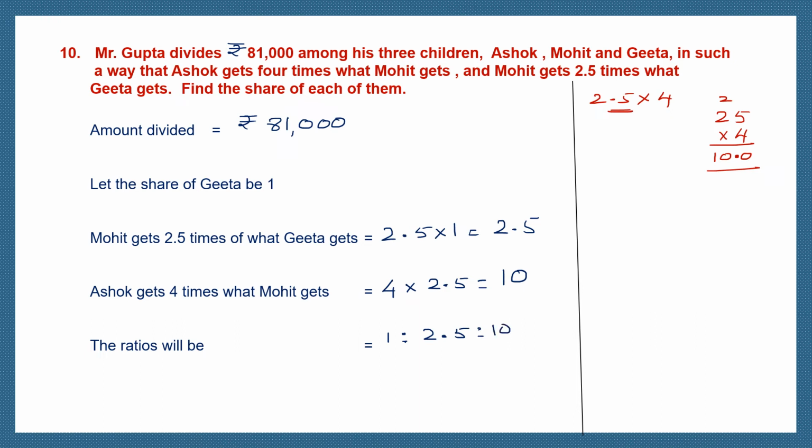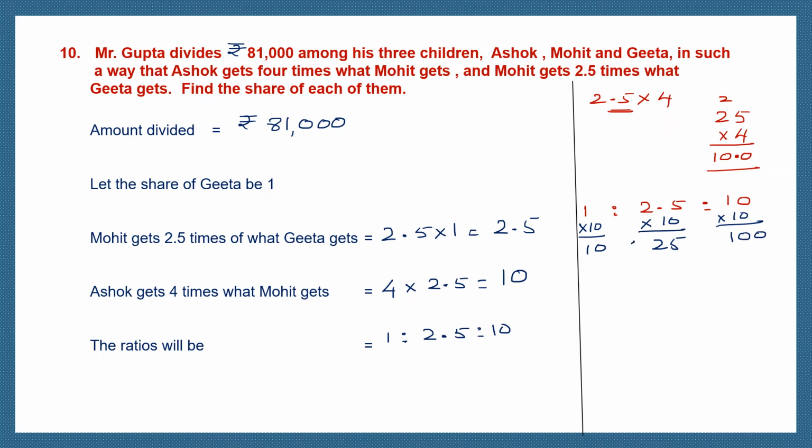But as you can see, there is one decimal number. So we're going to remove that and make it whole numbers so that our working is easier. Now to make 2.5 a whole number, I need to multiply it by 10. Now if I multiply this by 10, I need to multiply the other two numbers also by 10. So let me do that. 1 tens are 10, 2.5 into 10 is 25, 10 tens are 100.